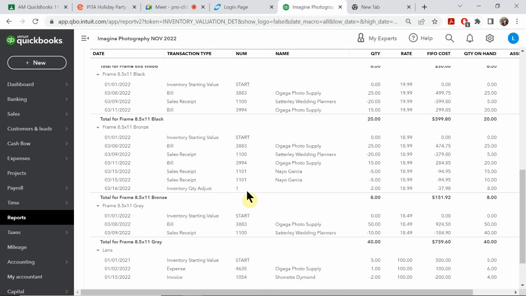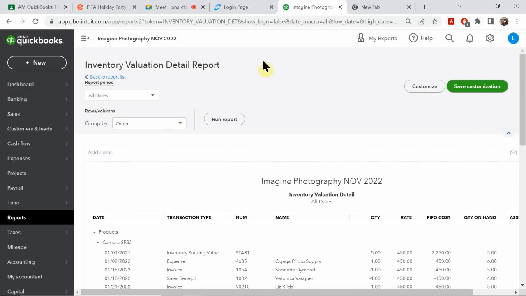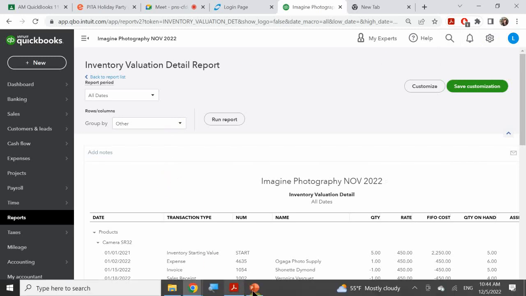So you could see right here that it's making those changes for the value of the inventory items that we have, right? So that's that one, and of course the summary is just going to be an overall outlook of that.